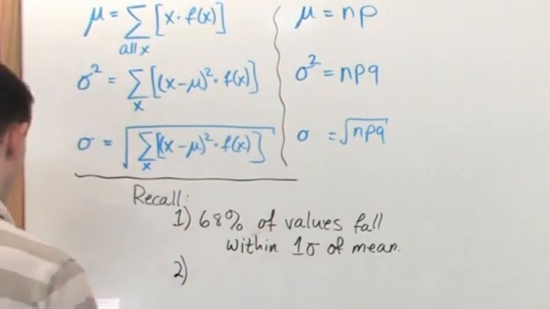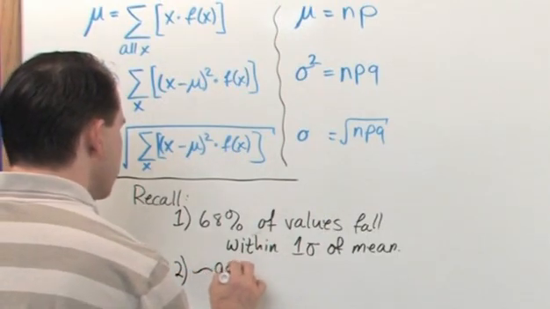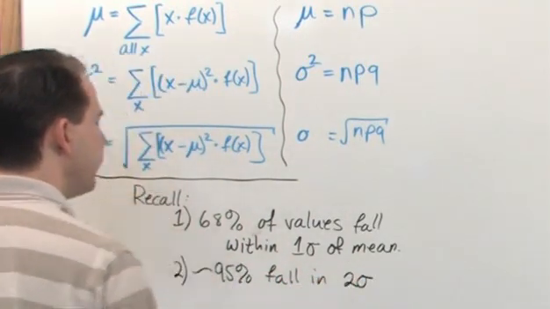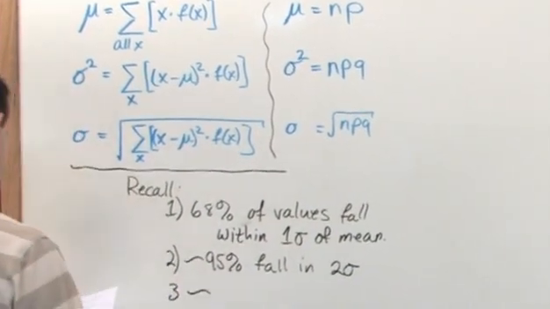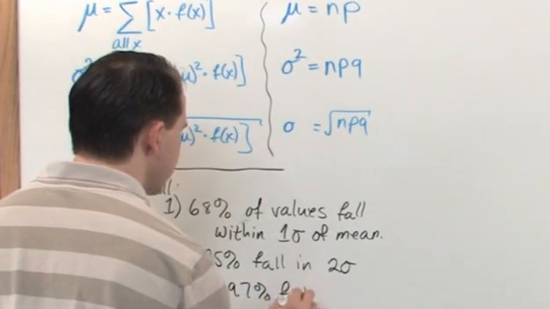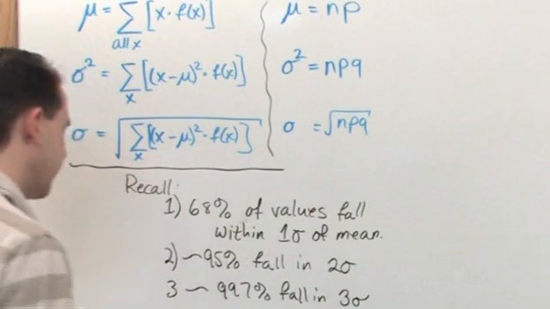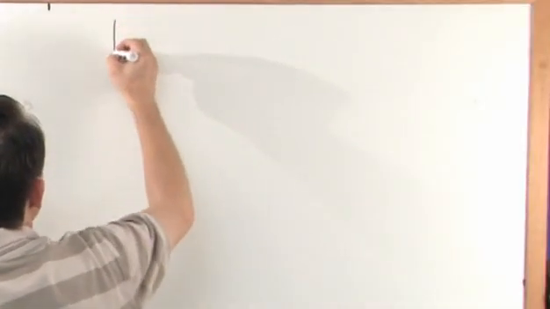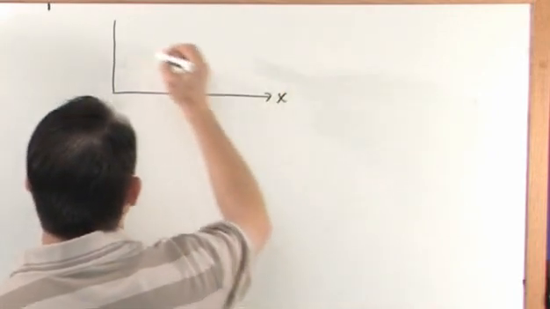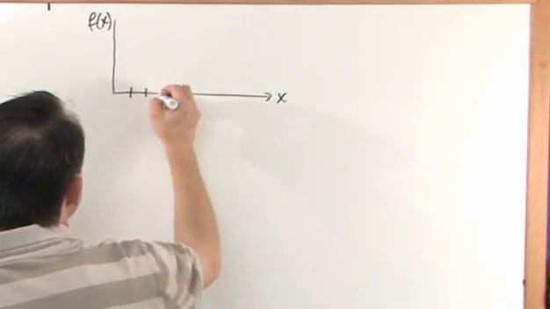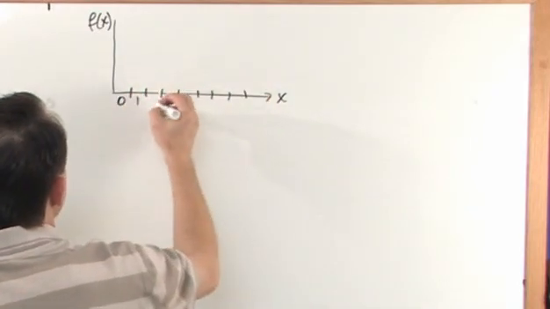Okay, the second thing we learned before was roughly 95% fall within 2 sigma. This is plus or minus 2 sigma of the mean. And then just to round it out, even though you don't use this too much, roughly 99.7% fall within 3 sigma of the mean. Okay, so if you were going to draw a picture to illustrate that, we're just going to briefly summarize what we know with regard to the standard deviation. So if this is your little probability distribution function that you're drawing here, you could easily see how you could just plot it.